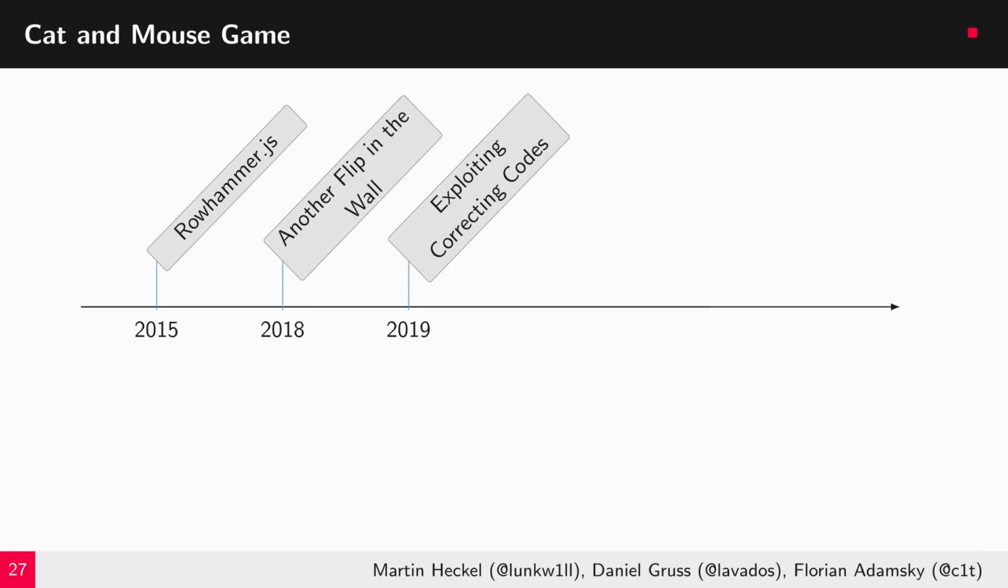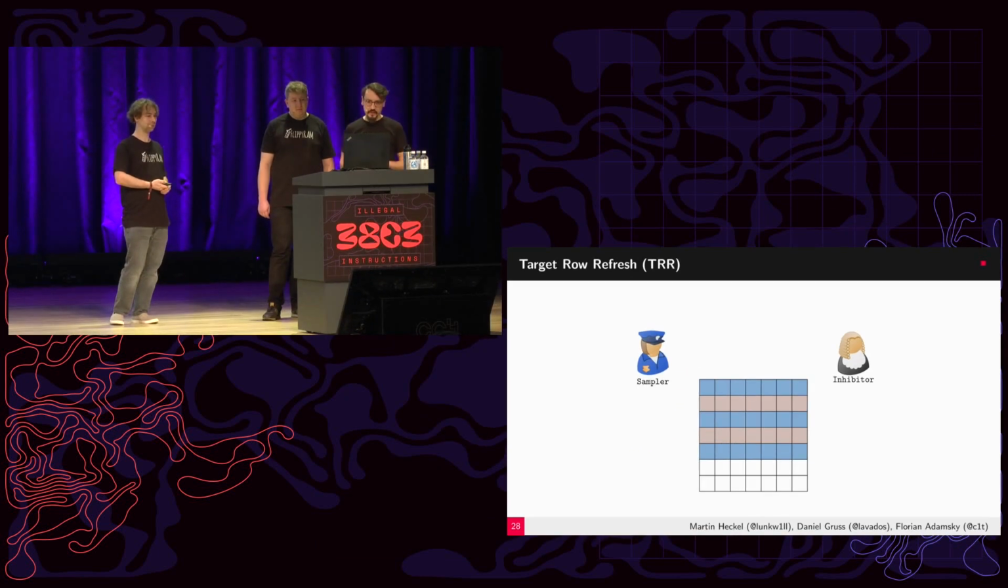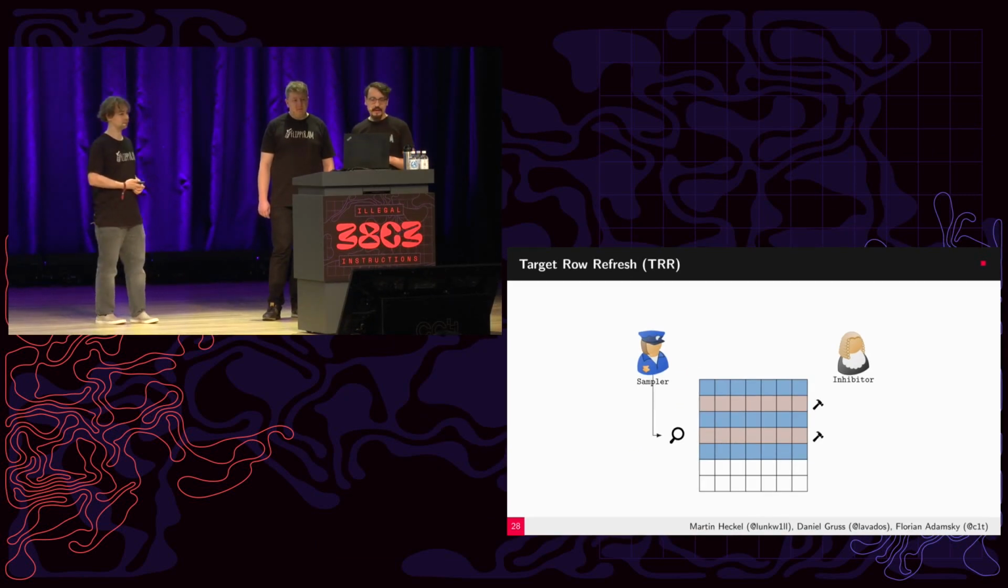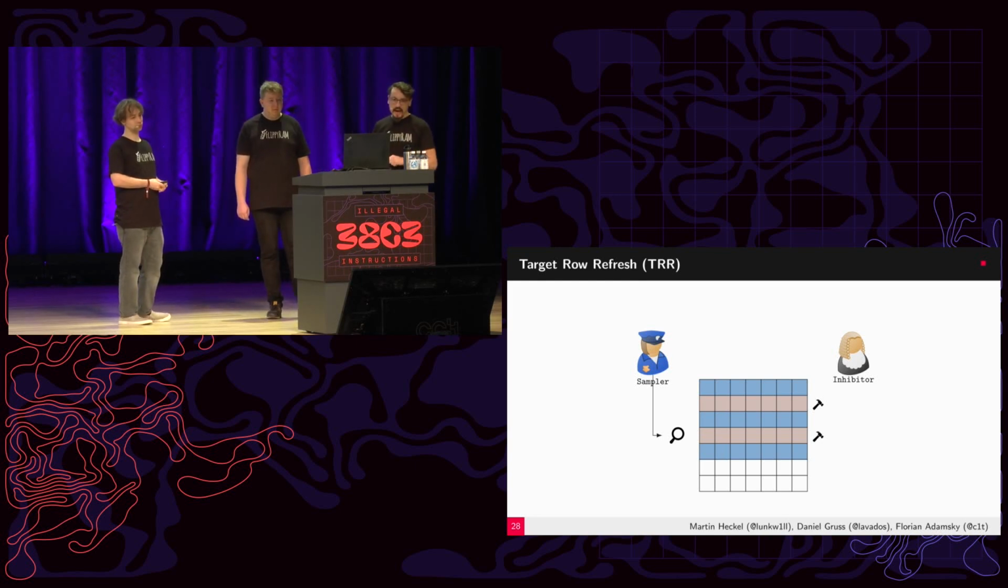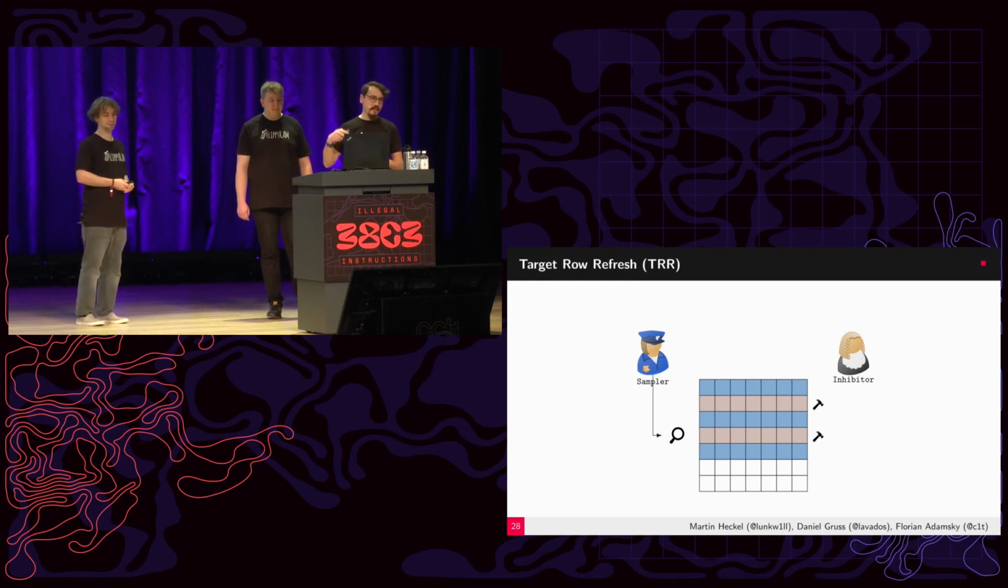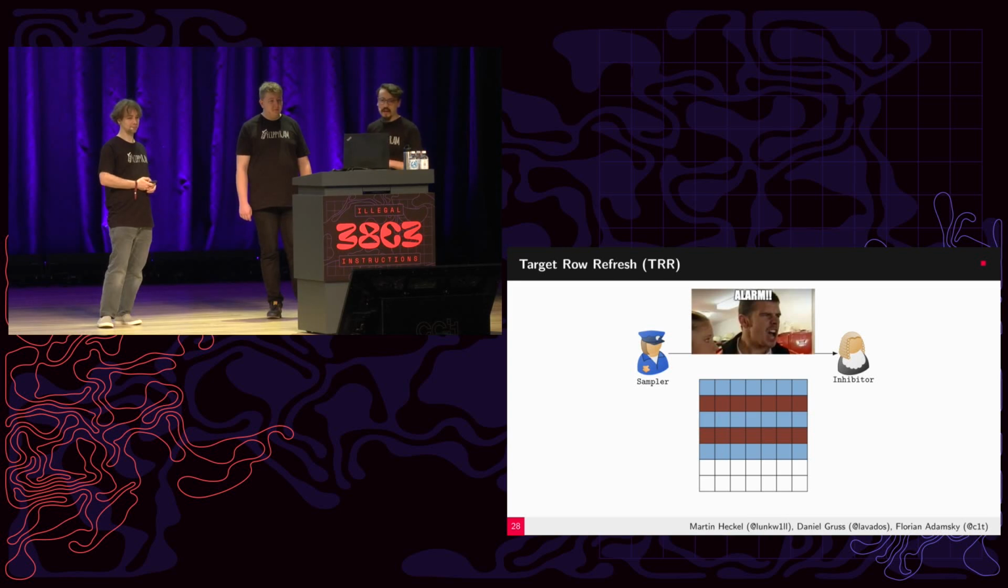Okay, but the industry is not sleeping, sorry. So they came up with a new mitigation strategy, and this is called target row refresh. So that works like this: we have a sampler and we have an inhibitor. The sampler is looking at how many activations you have on specific rows, and if it sees that it exceeds a specific threshold, it alarms the inhibitor, and then it can refresh that specific row.